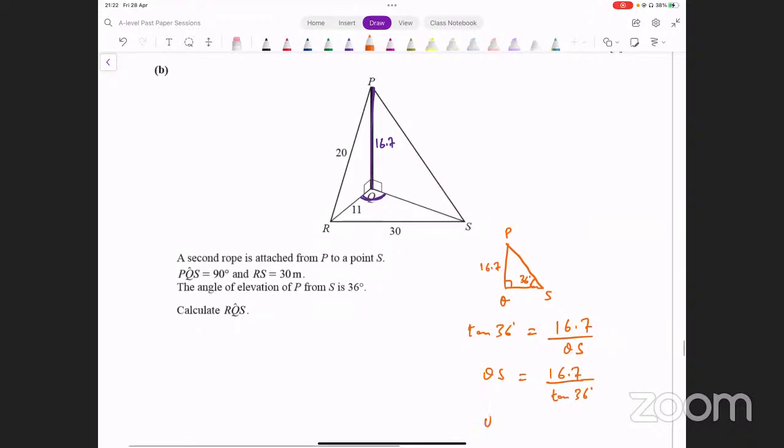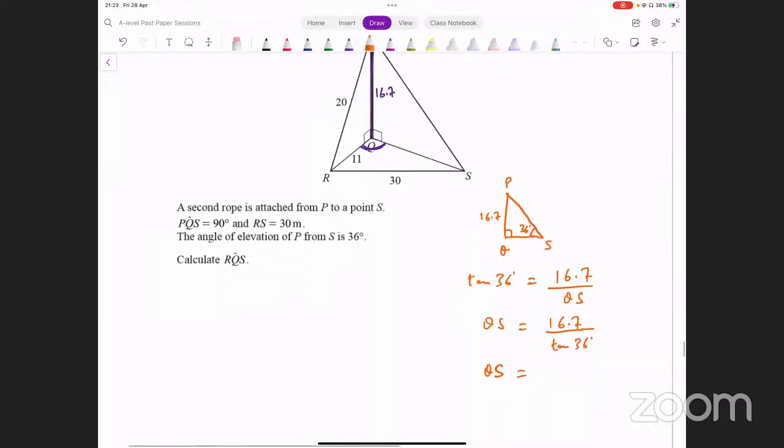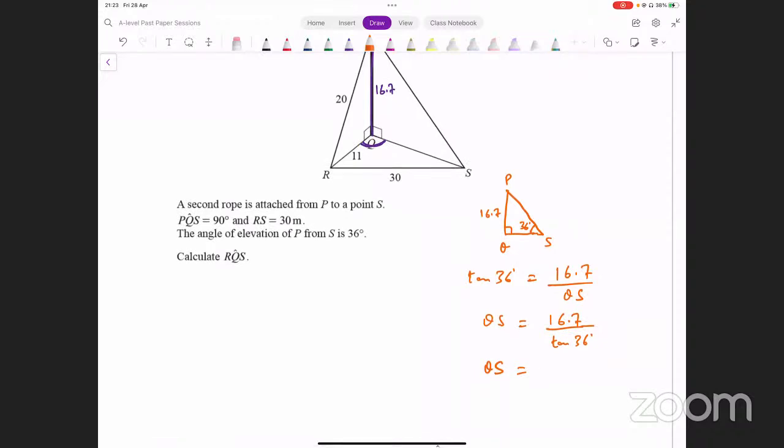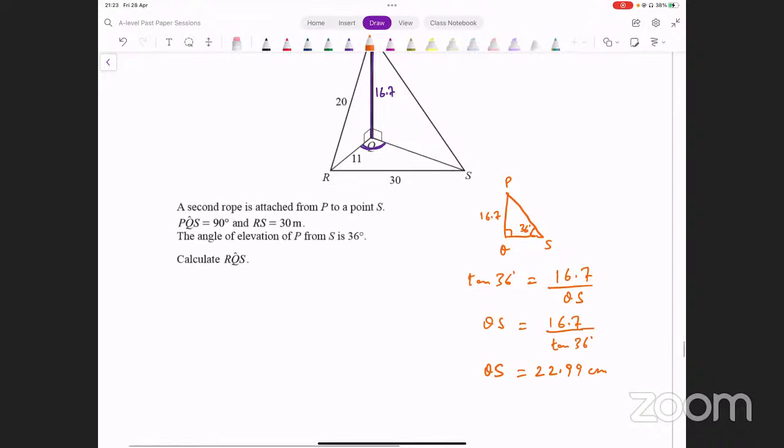ये आप evaluate कर लेंगे कैलकुलेटर से, आप देखेंगे आपके पास क्या आता है। ठीक है, let me do that. 16.7 divided by tan of 36, and that is giving me 22.985. That's 22.99 essentially. That's the length that we're getting for QS. Okay, यहाँ पे लिख लेते हैं, this is 22.99.